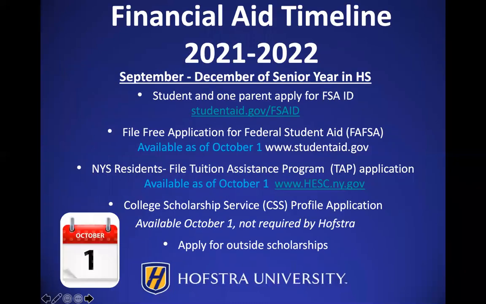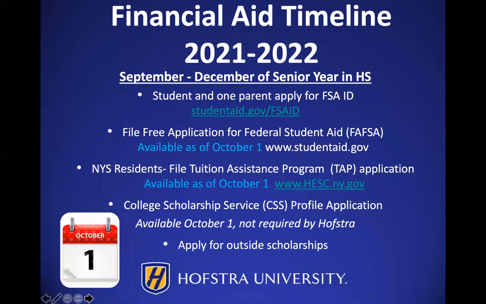So here we have our financial aid timeline for the 2021-2022 academic year. This is for seniors, so this is September through December of your senior year in high school. One parent and the student would apply for their FSA ID. This is something you can go ahead and do now. You would do so at studentaid.gov/FSAID. This is required in order to file the FAFSA. Again, it's just the student and only one parent in the household.